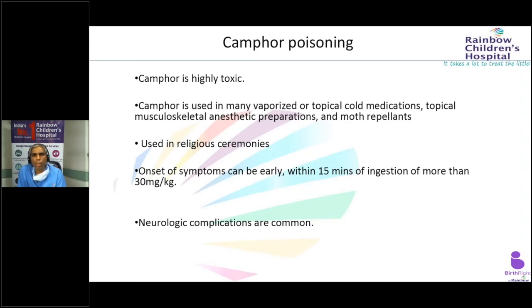The toxic dose would be anything more than 30 mg per kilo. Majority of the times, they have neurological complications in terms of seizures or coma.